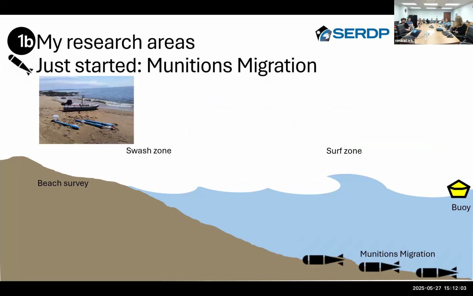And my second research area is about munitions migration. So it just started. I have no results right now to present, but here you can see the munitions here. So they are really huge.